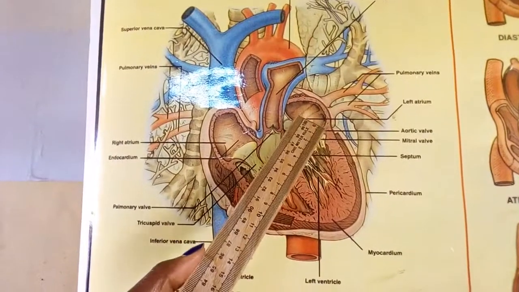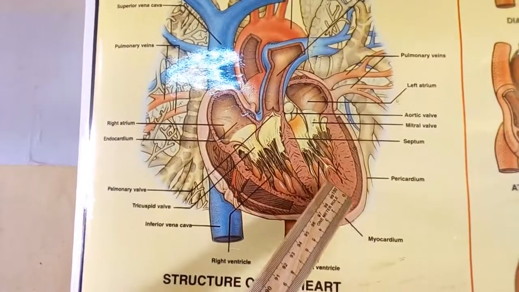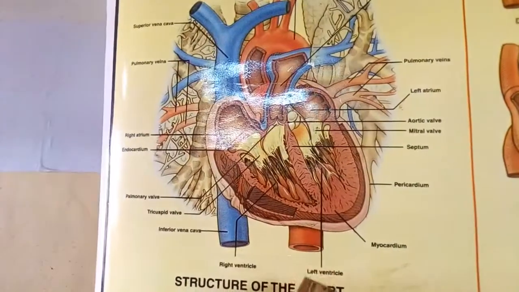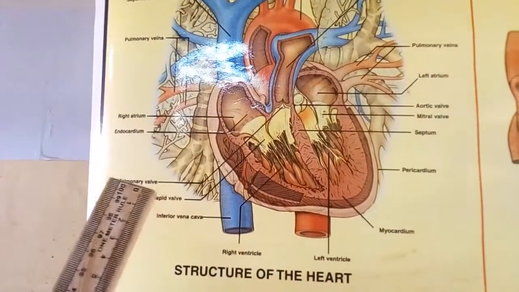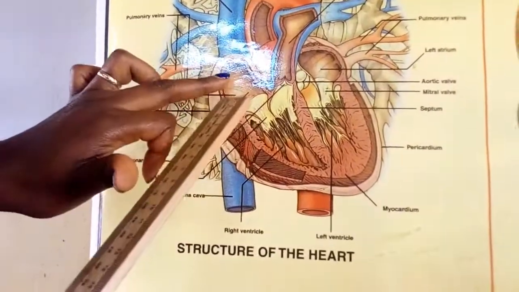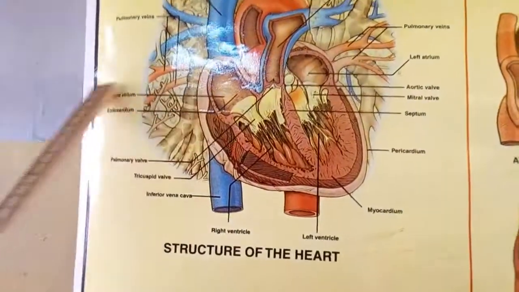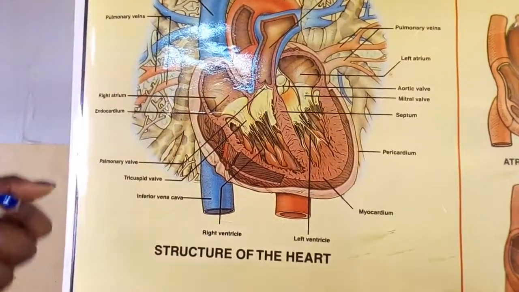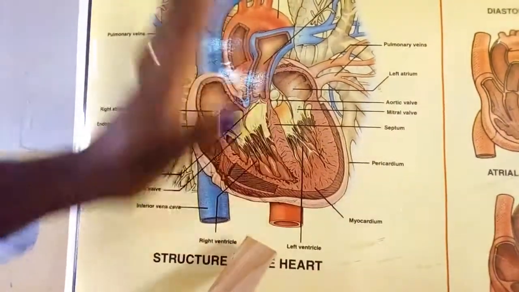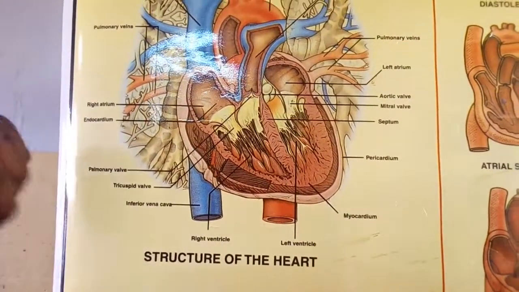So then it is taken to the left auricle, and then again to the left ventricle, and now from the left ventricle through the superior aorta and the inferior aorta to the entire body. Therefore, the circulation from the heart to the lungs and back to the heart again is called pulmonary circulation, and the circulation from the heart to the entire body is called systemic circulation.